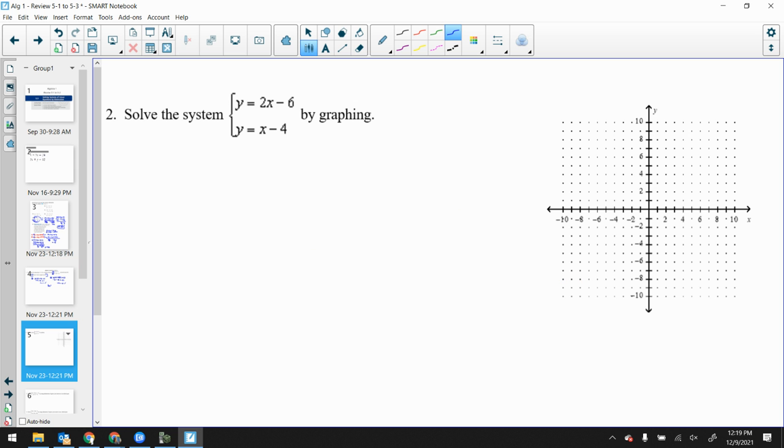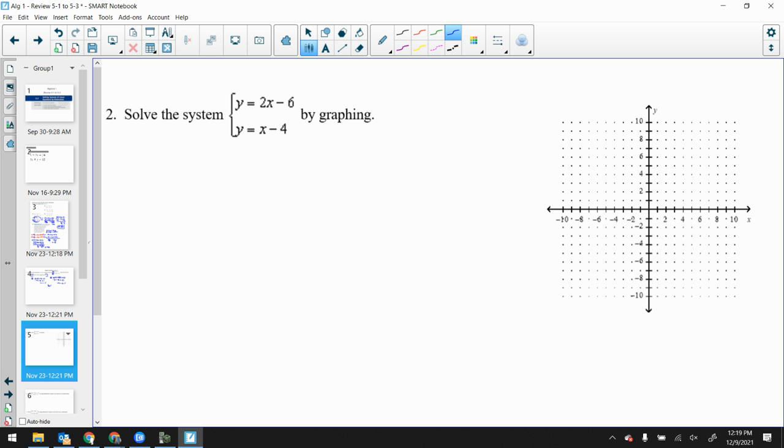All right, let's take a look at number 2. And again, we are all doing this with me right now, right? Let's take a look at number 2. Solve the system by graphing. Now, will you be able to use Desmos on tomorrow's quiz? No. So on tomorrow's quiz, you have 3 methods: graphing, substitution, and elimination. Let's take a look at how we graph.